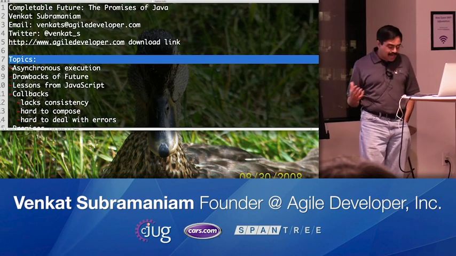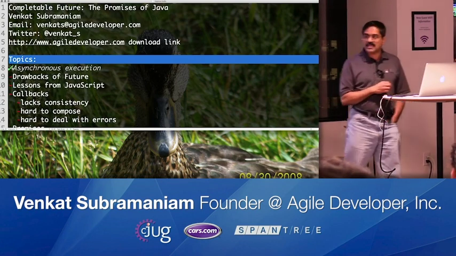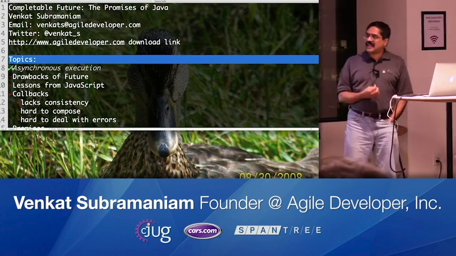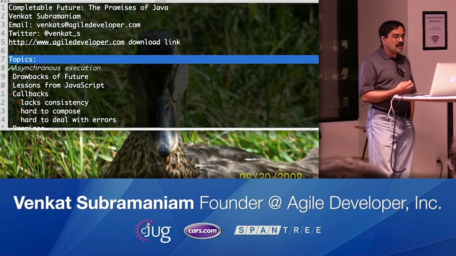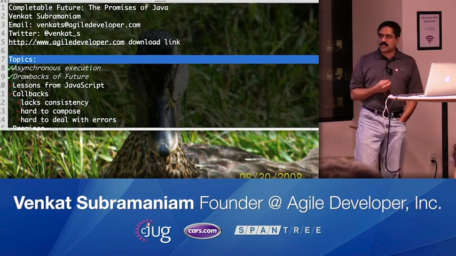But Java already has something to do with asynchrony from Java 8, which is really the completable futures. The name is a little bit misleading, so I'll spend a little bit of time talking about it, but the word future is a little confusing, in my mind at least. But what does future really do?